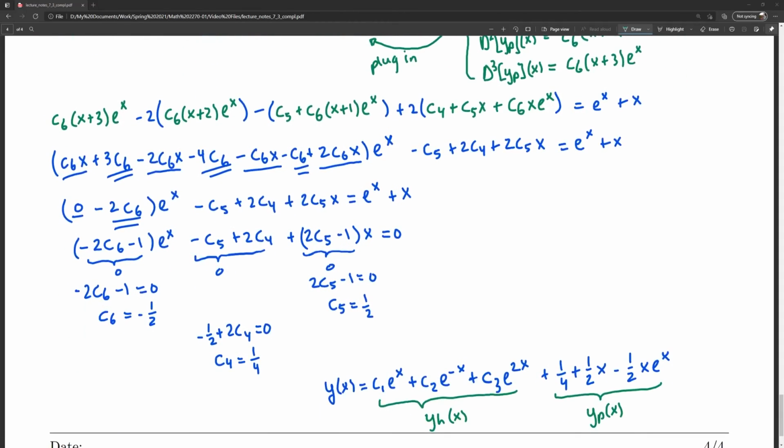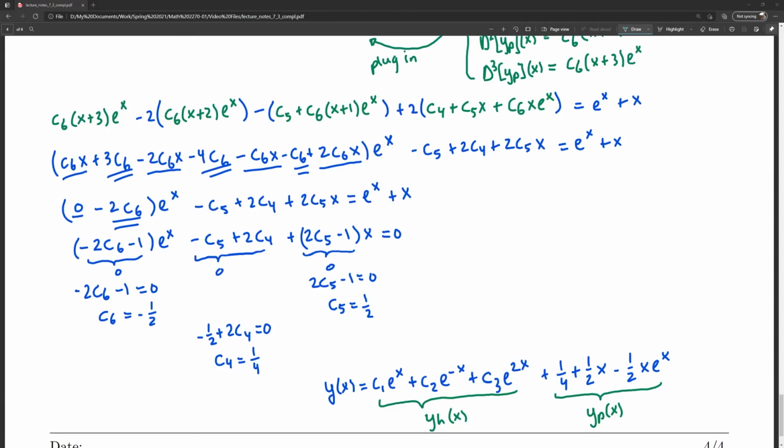And because this has to hold for all x, we know that this has to equal 0, this has to equal 0, this has to equal 0. So this is straightforward to solve. We see that c6 equals negative 1/2, and we see that c5 equals 1/2. But once we have c5, we can also easily find c4. We plug in 1/2 for c5, and then we solve for C4, that's 1/4.